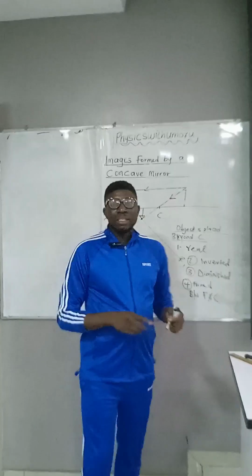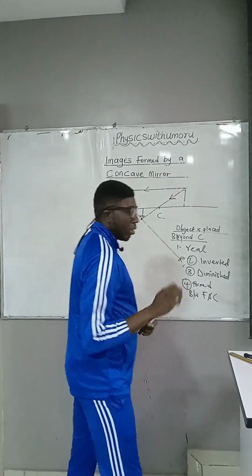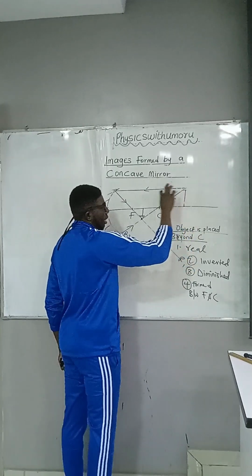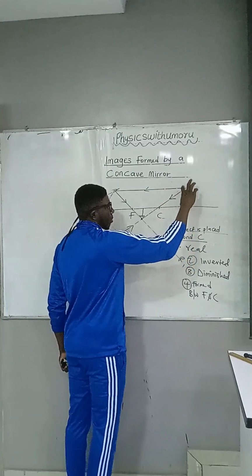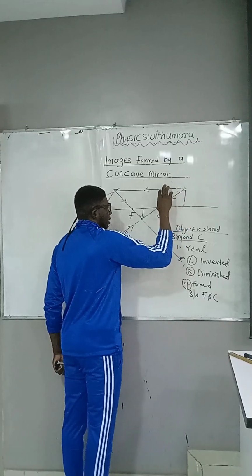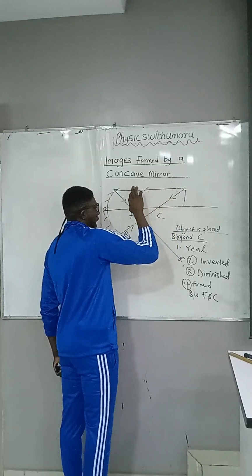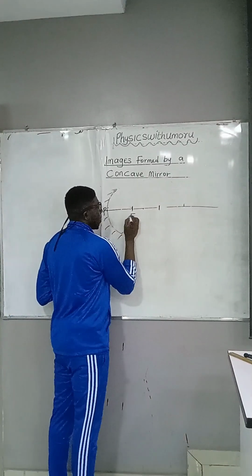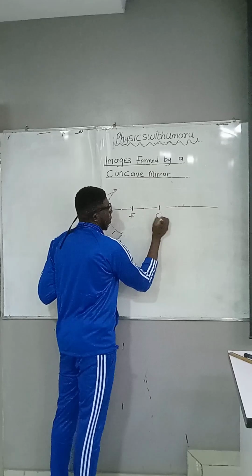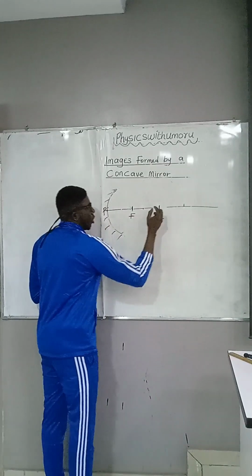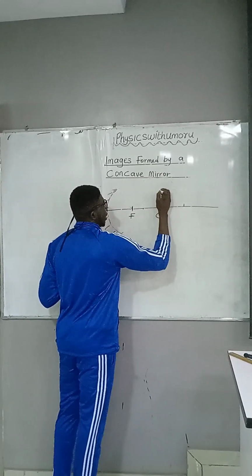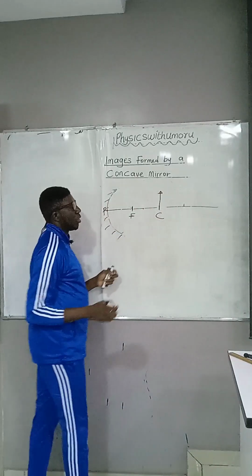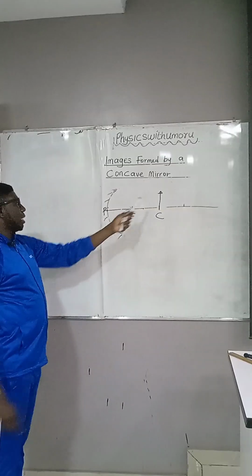All right. So the next position we are going to be placing this object after beyond C is at C. We are going to place the object beyond C, at C, between C and F, at F, and between F and the mirror. So still on this, we have the principal focus here, we have the center of curvature. So we are going to be placing this object at the center of curvature. So this is the object at the center of curvature.